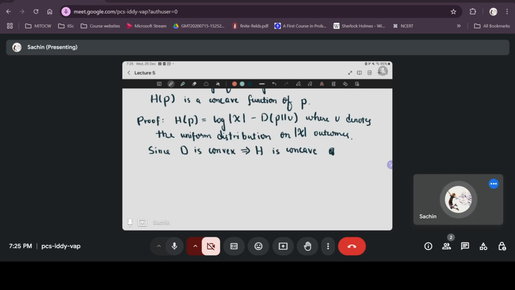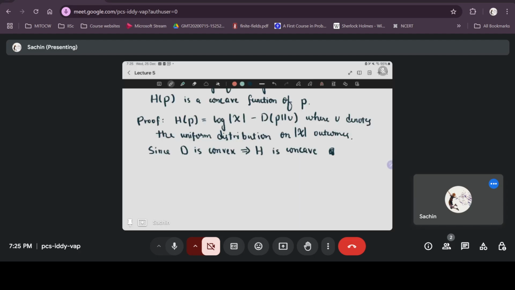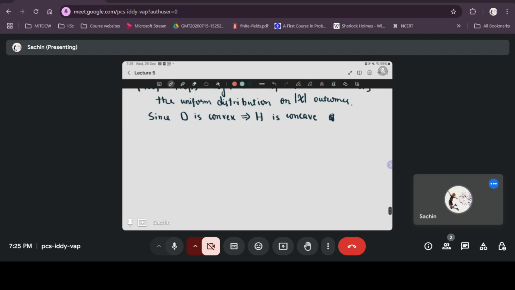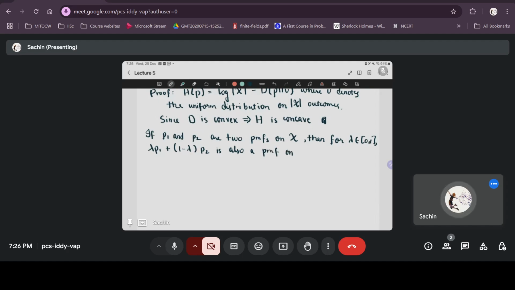So what exactly does that mean? It means that if P1 and P2 are two probability mass functions on the same alphabet, then for any lambda value between 0 and 1, lambda P1 plus 1 minus lambda P2, as I told you earlier, is also a PMF in the same alphabet script X.